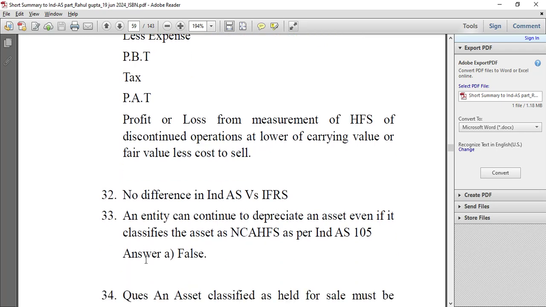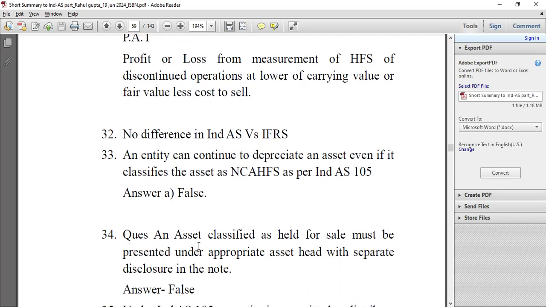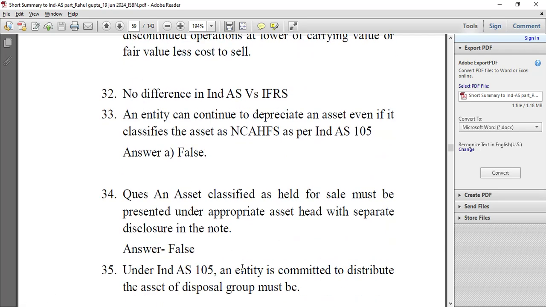An entity can continue to depreciate an asset even if it classifies as NCHFS as per Ind AS 105. The answer to this is false. An asset classified as held for sale must be presented under appropriate asset head with separate disclosure with the note. The answer to this is false.